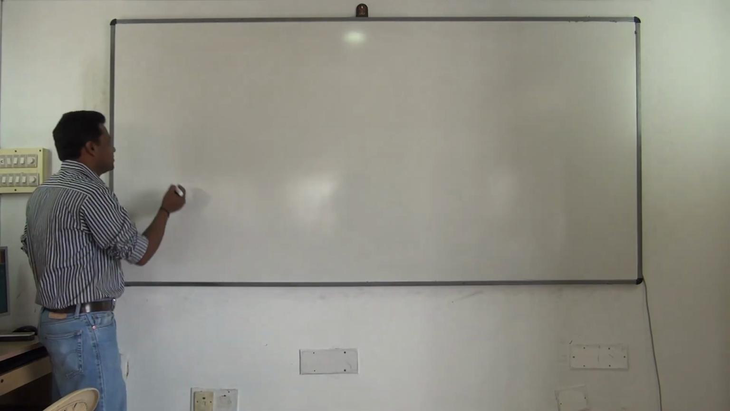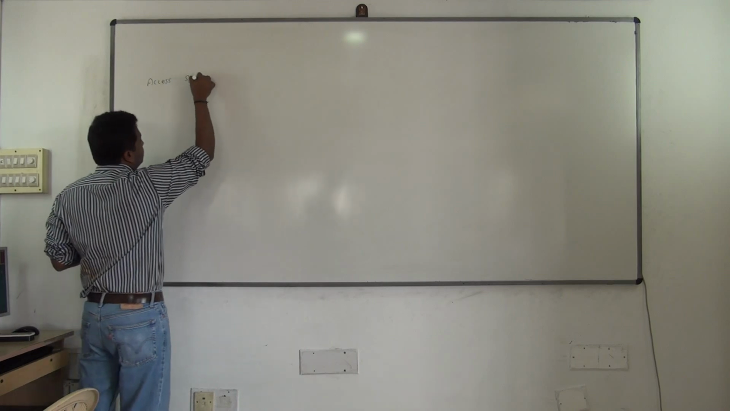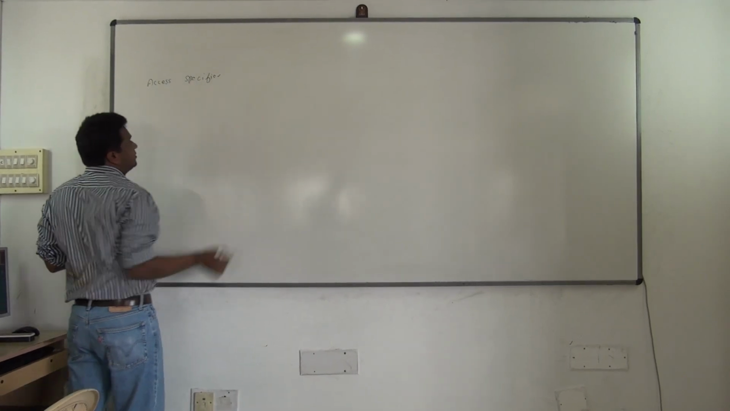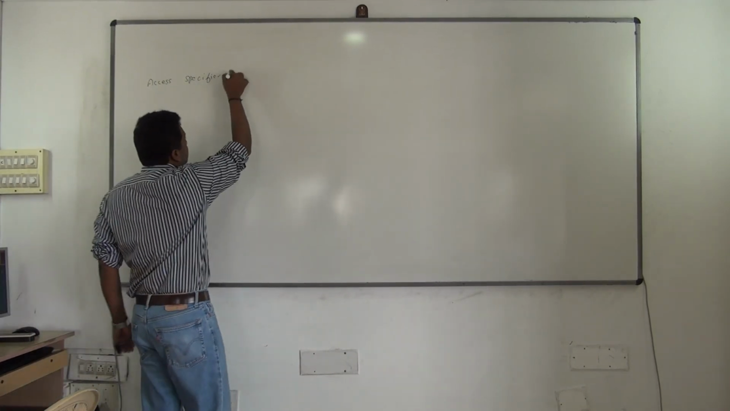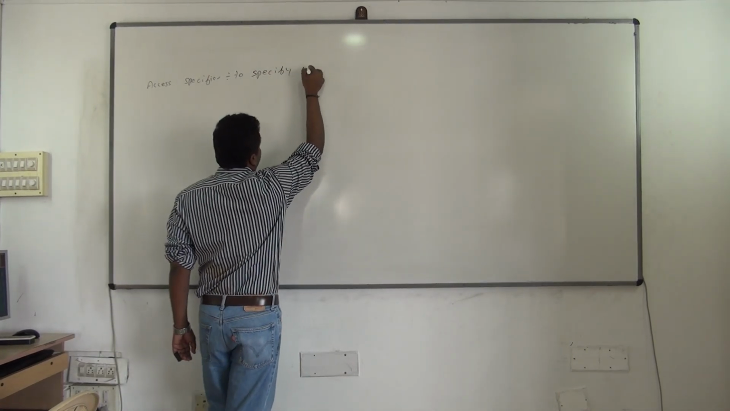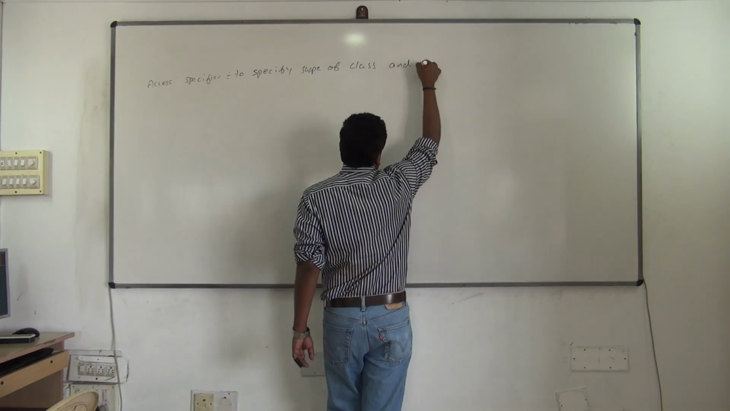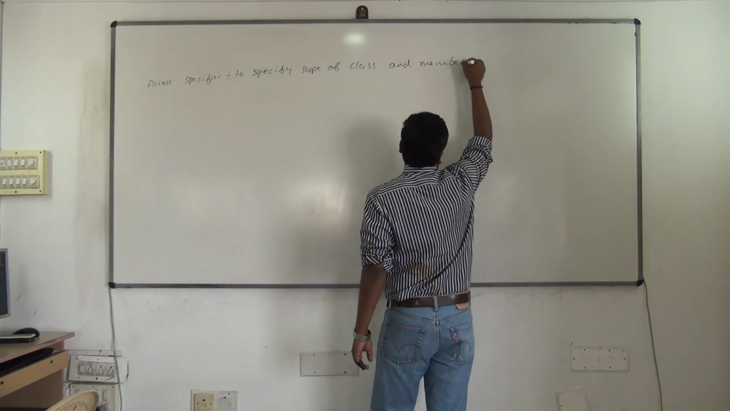Okay, last class we were discussing access specifiers. What are access specifiers used for? To specify the scope of a class and the members of the class.